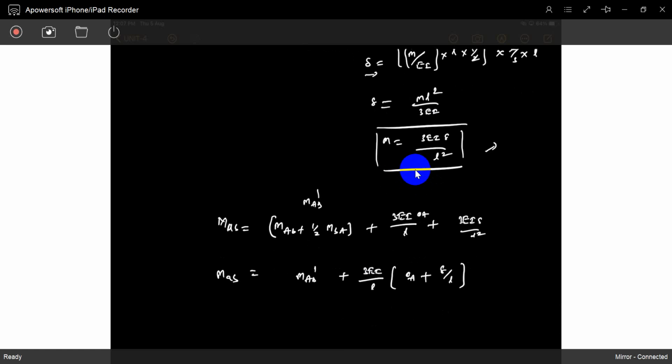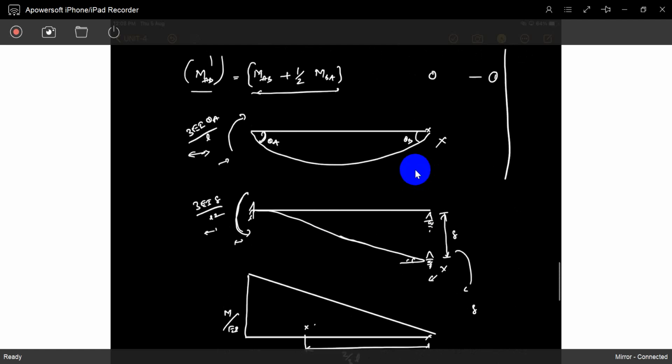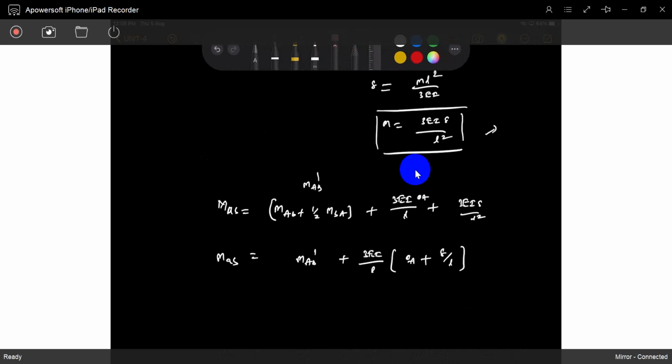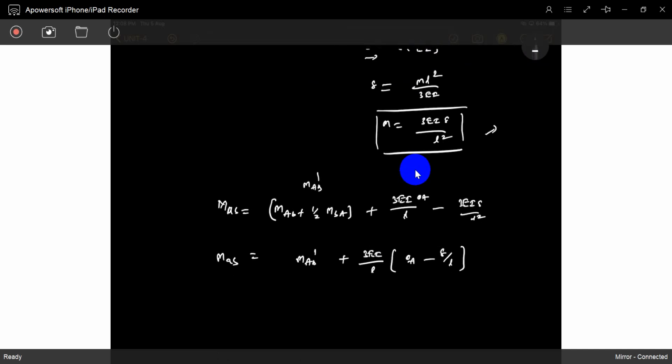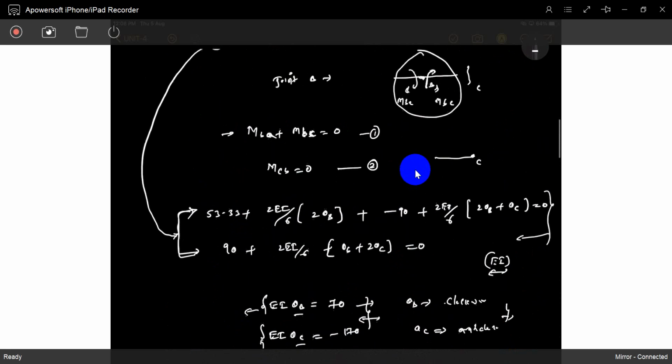Sir, how can we solve a problem like this? You see, these are all clockwise, this is anti-clockwise, so just a negative sign. Okay, sir, how can we use this equation for this problem? That's our doubt.